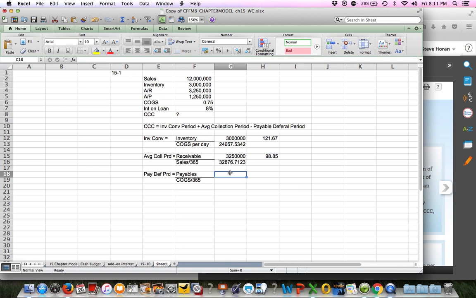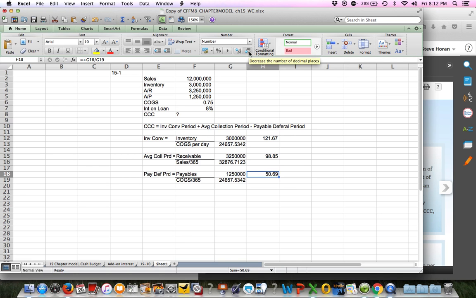Then we'll do the payables deferral period. Payables number is 1,250,000. Then my cost of goods sold per day is the top number here. So I'm just going to do a plus and grab this number. It's the same thing, cost of goods sold per day. So I'm just going to do it that way just to make it easier, and then I'm going to divide the two numbers and get to the answer. And so I get 50.694.